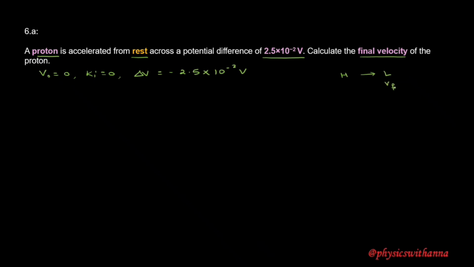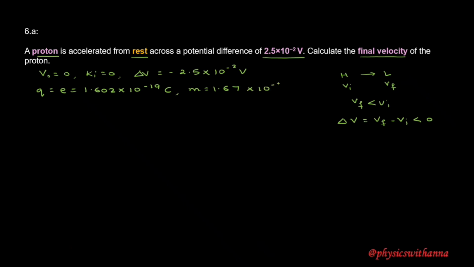So its final potential is smaller than the initial. And if final potential is smaller than the initial potential, delta V, which is V final minus V initial, will come out to be negative. Then we know the charge on proton Q is equal to E, which is 1.602 times 10 to the power negative 19 coulomb. And mass of the proton is 1.67 times 10 to the power negative 27 kilogram. We need to find its final velocity.